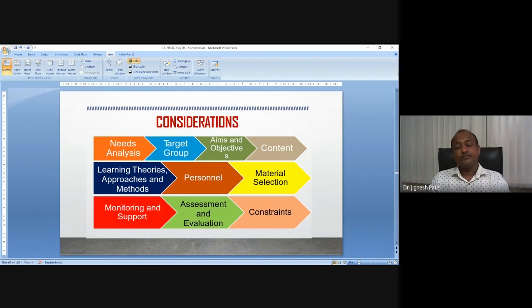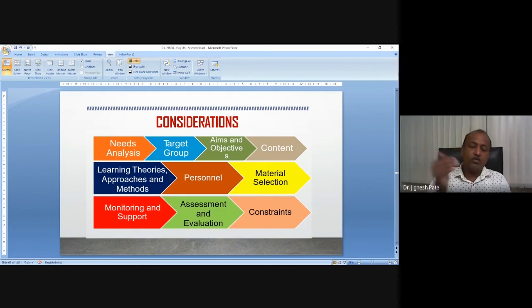Then second one is target group. Who are the target groups? Who are my students? From which background they are coming? Whether they are coming from rural background, urban background, they have a knowledge about their society, their context, everything. So target groups should be focused. Sometimes we are preparing the syllabus while I am coming from urban area, okay, and I have knowledge about the urban society only. So while framing the curriculum, I think only about the urban students.